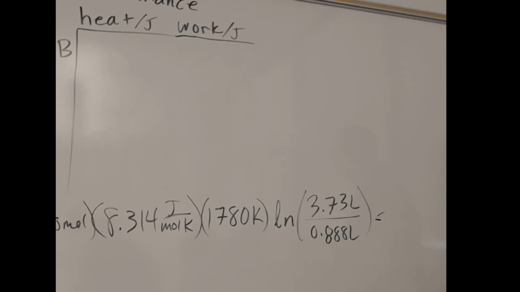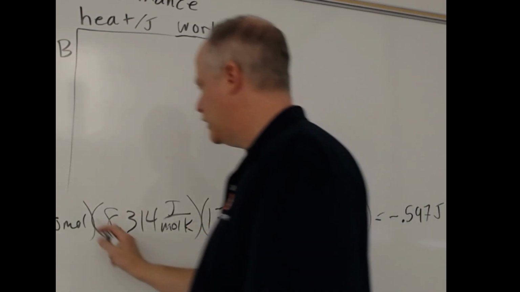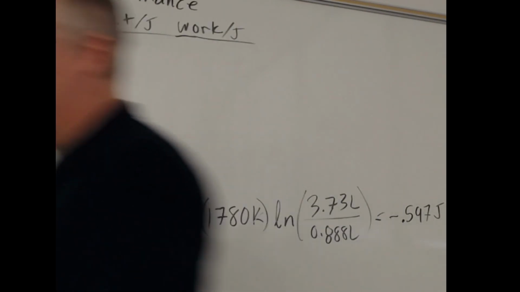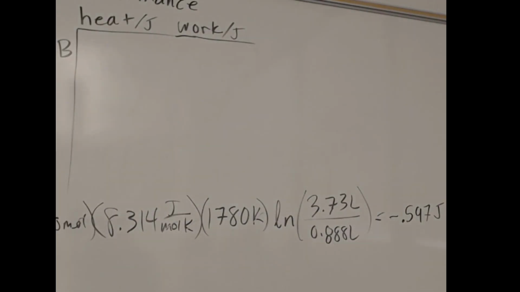Anybody have a number for me? Negative 0.597 joules. My kelvins cancel, my moles cancel, so we've got joules. Anybody else confirm that? I got a much larger number. Yeah. Negative 1,069. 1069, okay.